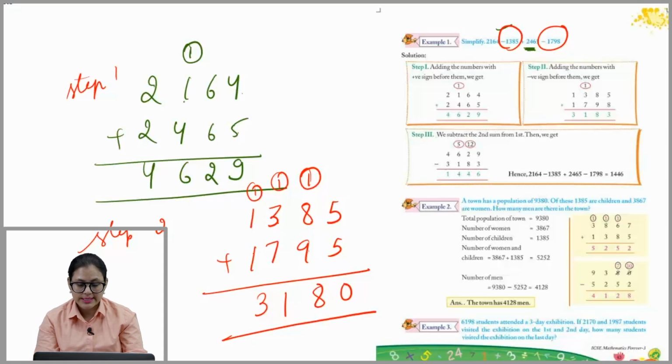We subtract the second sum. This is the second sum from the first. Then we get, okay, now we will subtract this number from this number. So, we will get here 1,446. Okay, example 2.